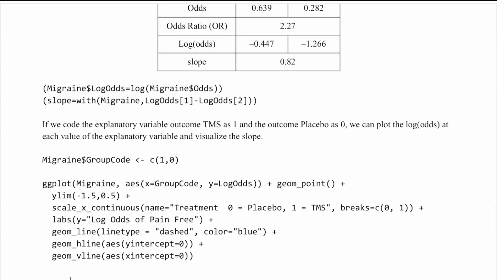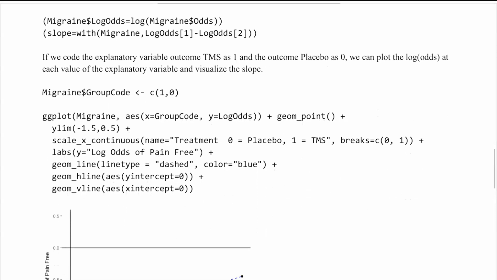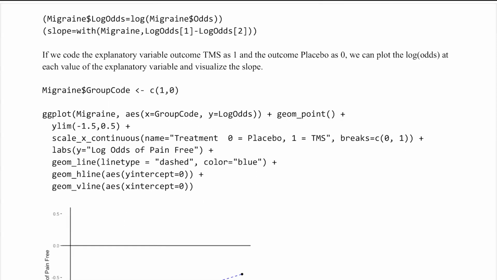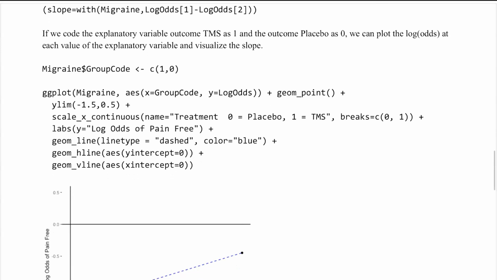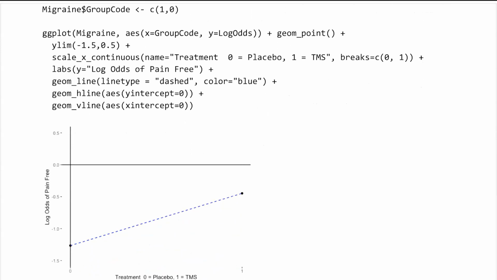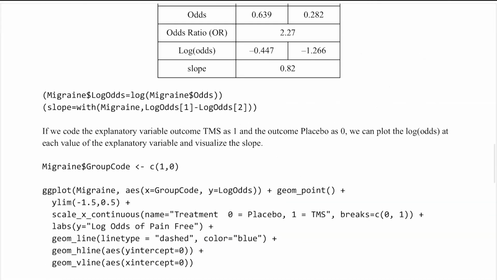So I have some R code here for computing the log odds and adding that variable to the migraine data set, and then computing the slope. Let's see if we can figure out how to do that. So I've created a graph here, and I put a group code variable into the migraine data set. So I gave the TMS group a code of 1 and the placebo group a code of 0.